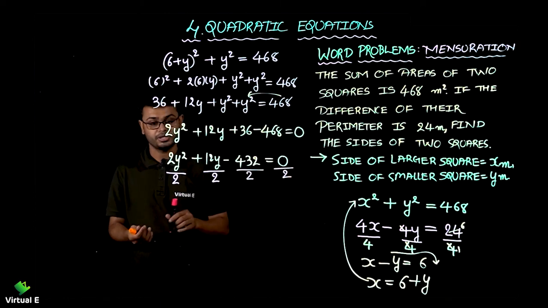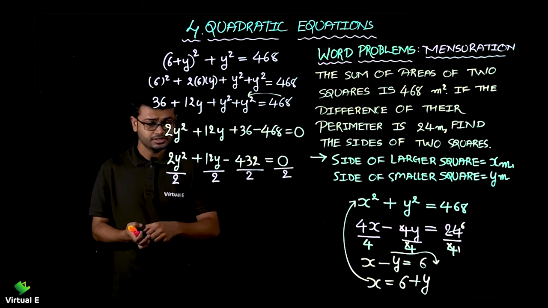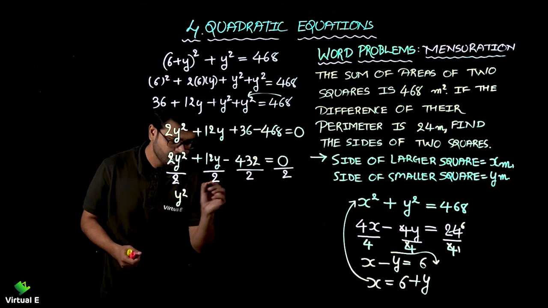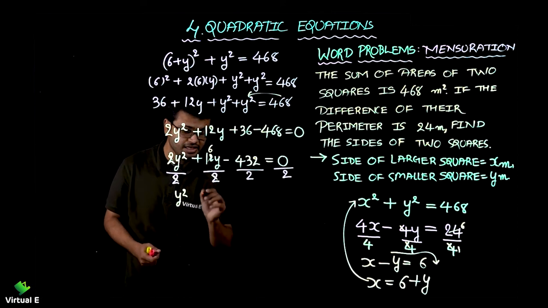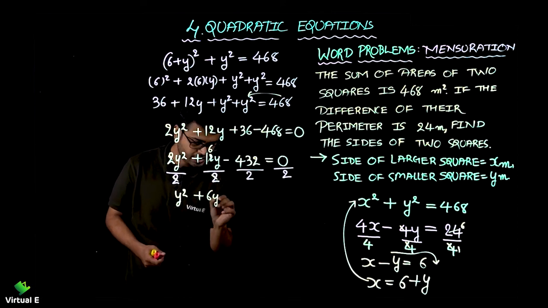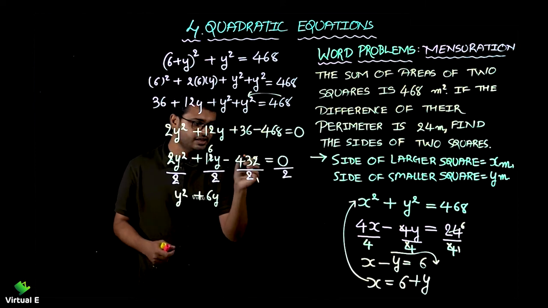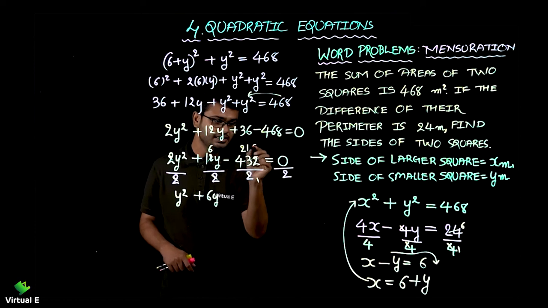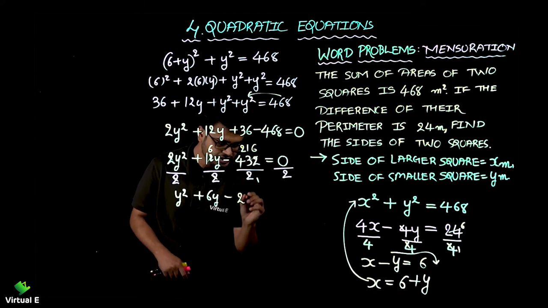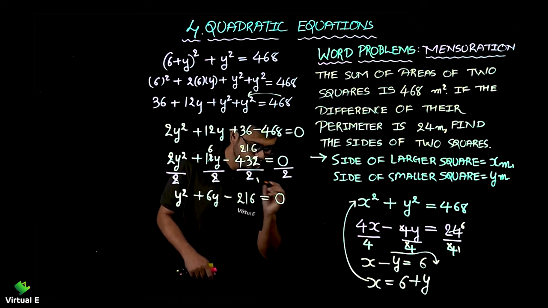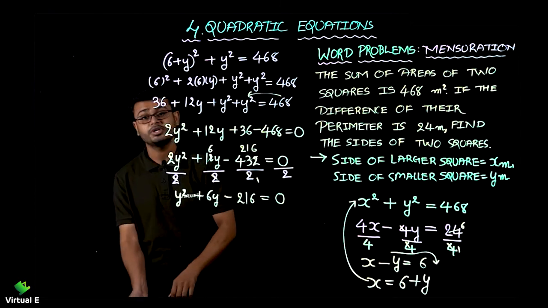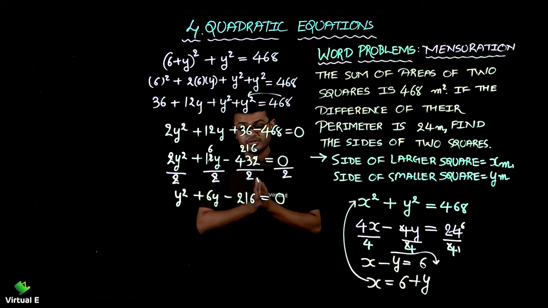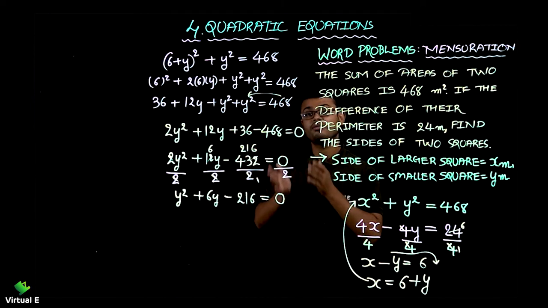Remember, very important. So if you do cancellation, it will be 1, so only y square, 1 and 6, plus 6y. Here 1 and here what will it be there? 2, then 1 and 6. So minus 216 is equal to 0. This is my equation that I need to solve. This equation, if I solve, I am going to get the value of y.